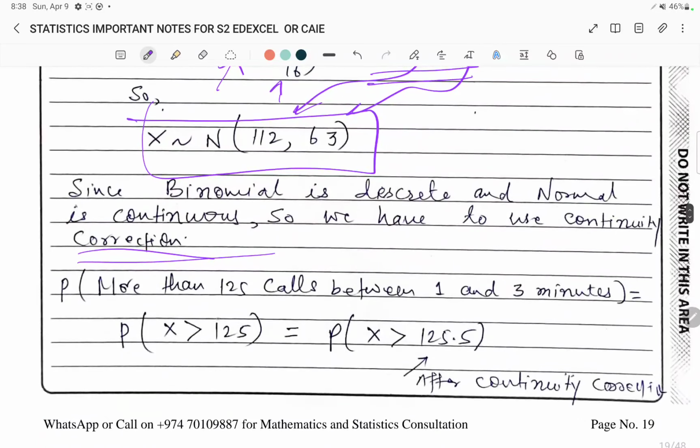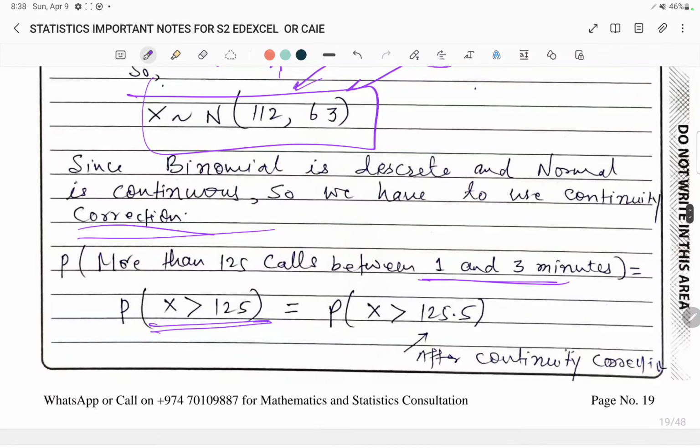That's nice. The probability of more than 125 calls between 1 and 3 minutes, so P of X greater than 125, is the same as greater than or equal to 126, right? Because greater than 125 means it will start from 126. So take the average of these two, and you will get 125.5. This is called continuity correction.